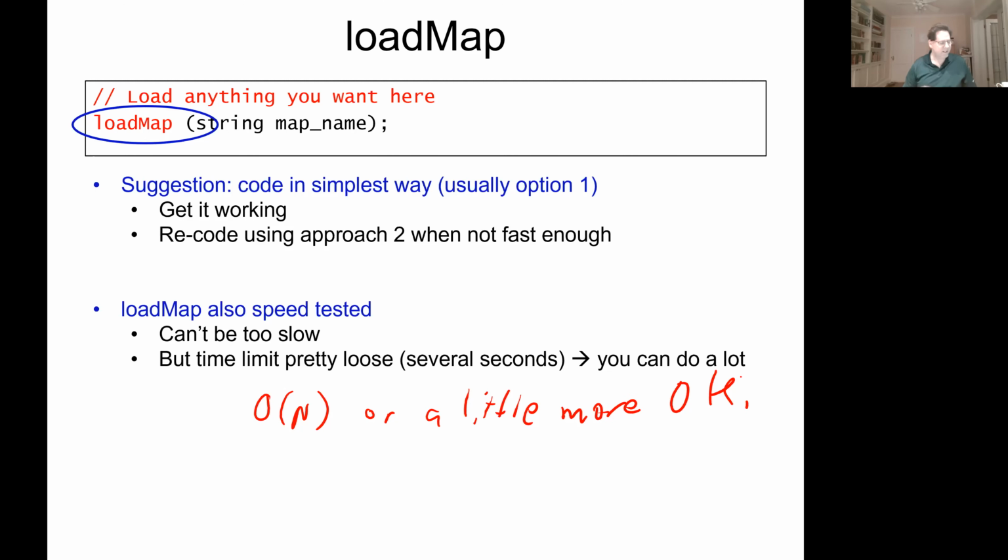So n again is like number of intersections, number of street segments. If you did something that was order n squared, okay, that grows pretty quickly. That would turn into, when n is hundreds of thousands or millions, something that's order n squared could actually take an hour. So that's going to fail. But if you keep it at order n or a little more, meaning you go through all of the data we give you a limited number of times, it's going to be fine.